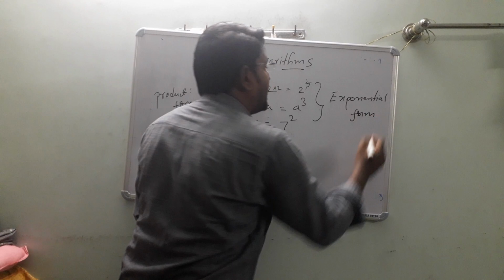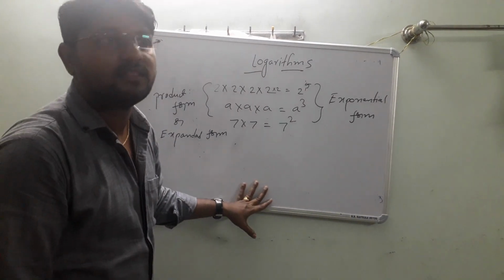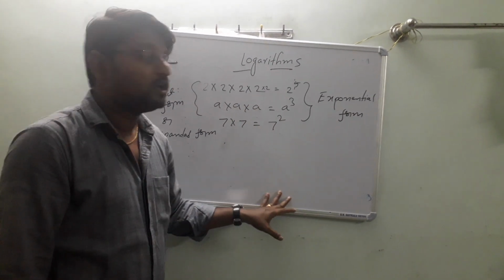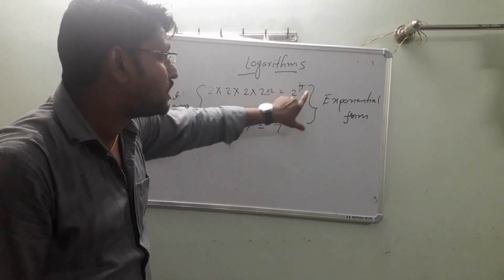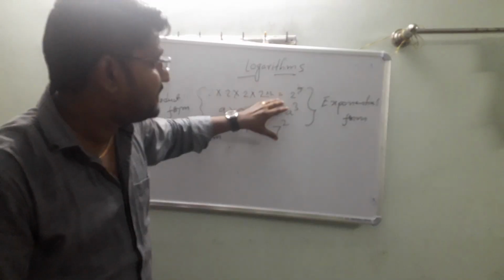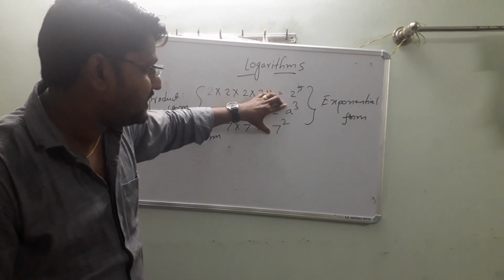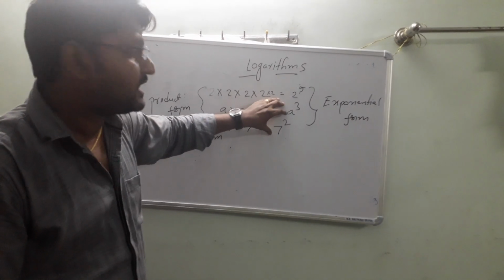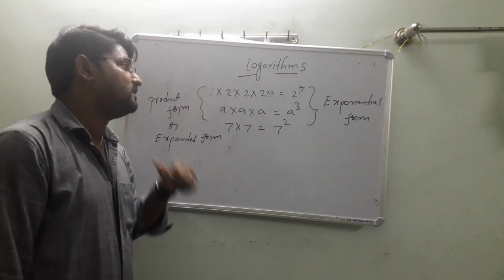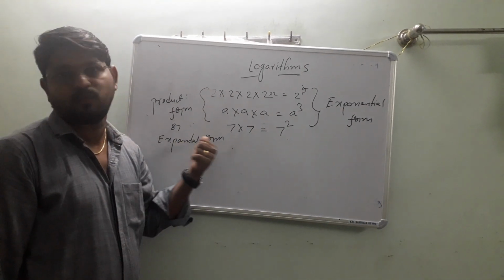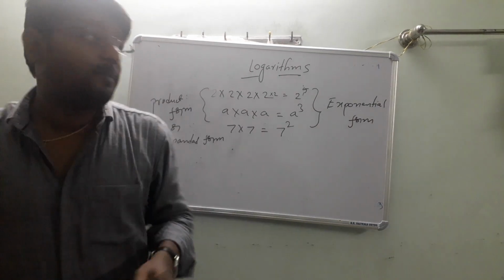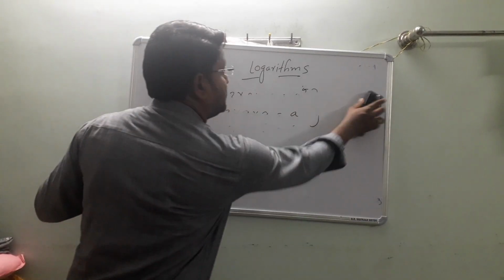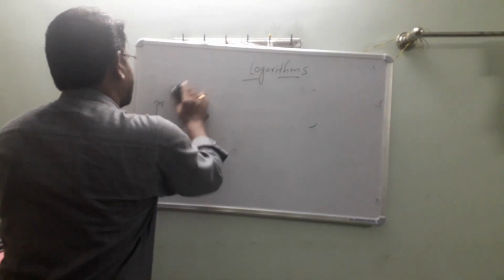Students, you already learnt in 6th and 7th class what exponential form is. Exponential form is compulsory. In exponential form, the base is 2 and the power is 5. The base is a and the power is 3, and the base is 7 and the power is 2. The right side is exponential form and the left side is product form or expanded form. The same concept applies in the logarithm topic. Exponential form is very important in logarithms.